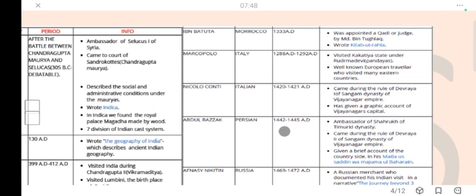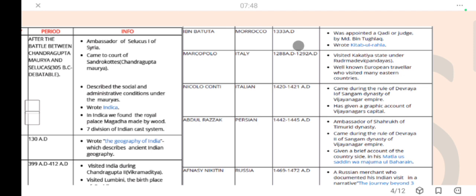Next, Marco Polo, Ibn Battuta. Ibn Battuta from Morocco wrote the Kitab ul Rihla. Very, very important. He wrote the Kitab ul Rihla in the period of 1333 AD. He was appointed as Qadi, or judge, by Muhammad bin Tughlaq.